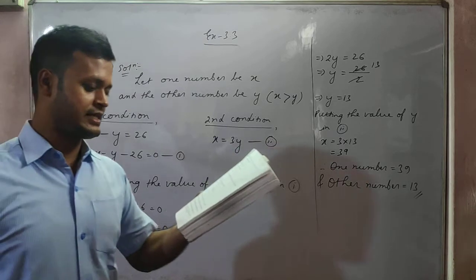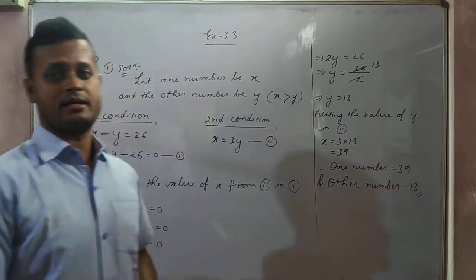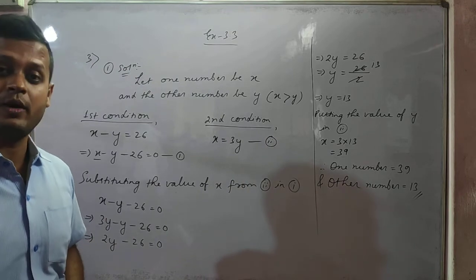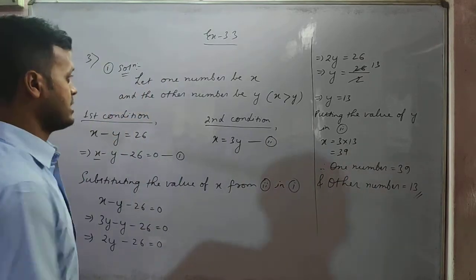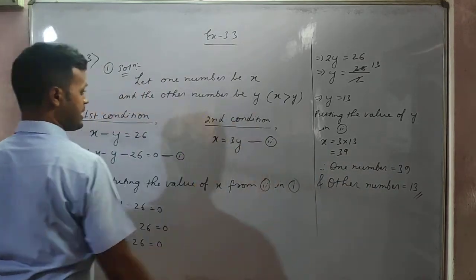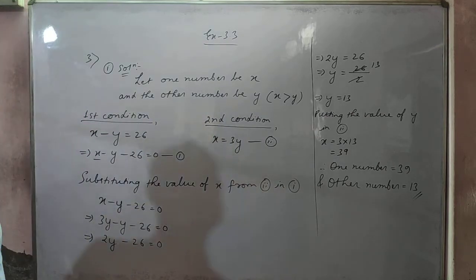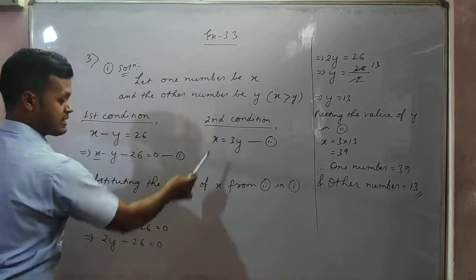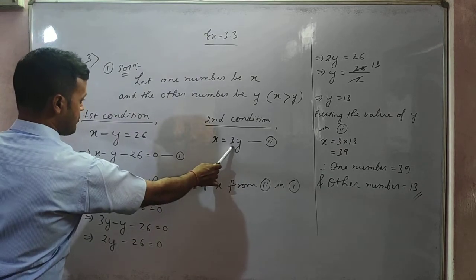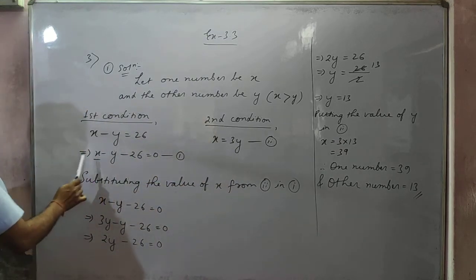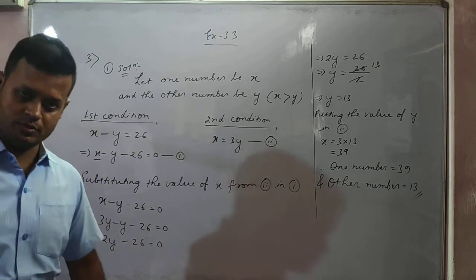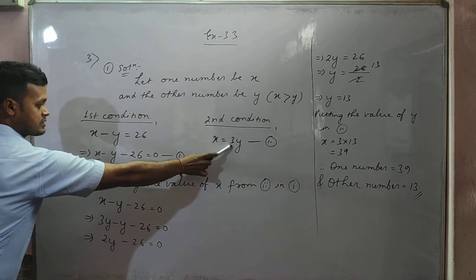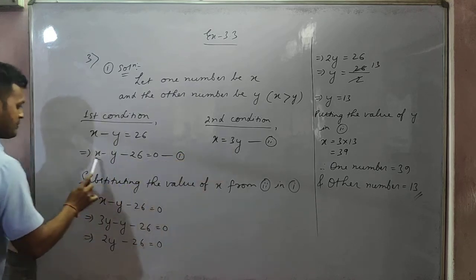And the second condition is like this: one number is 3 times the other. That means one number is triple of the other number. So x is equal to 3y. Mark it number 2. Now substituting the value of x from 2 in 1. From 2 I will take the value of x and put it here. Substitute means, in place of this x I will put this value of x. What is the value of x? 3y.